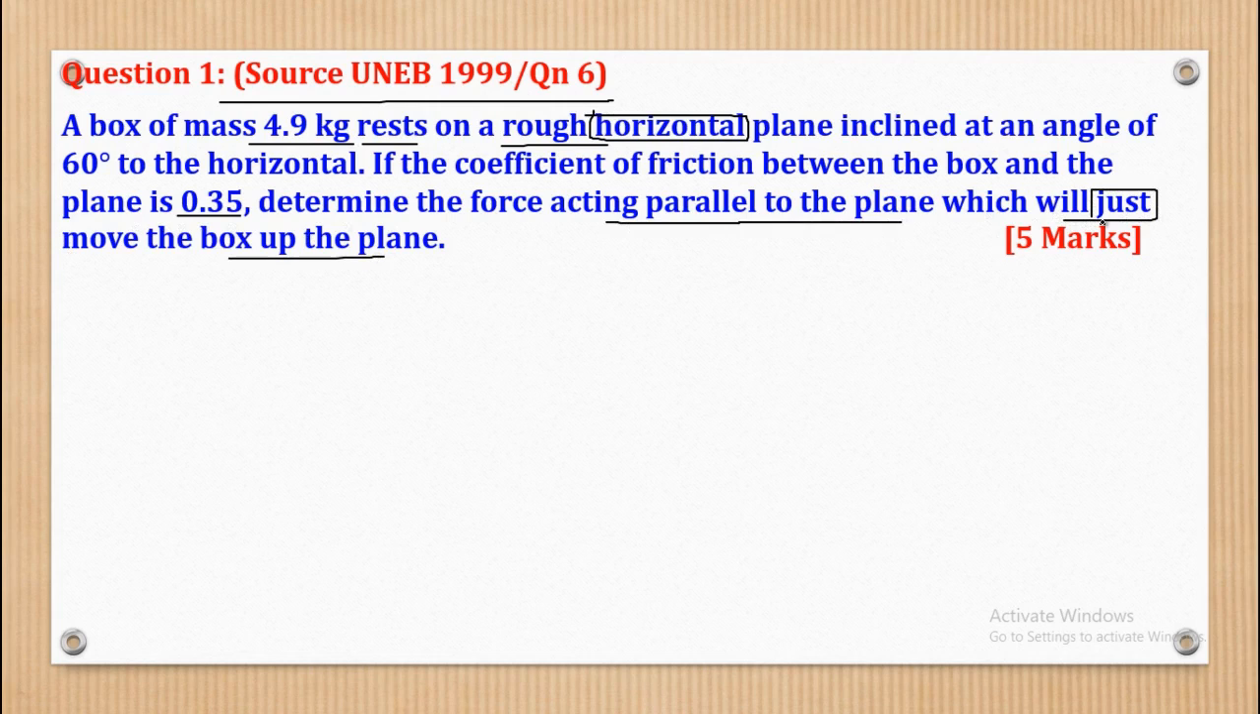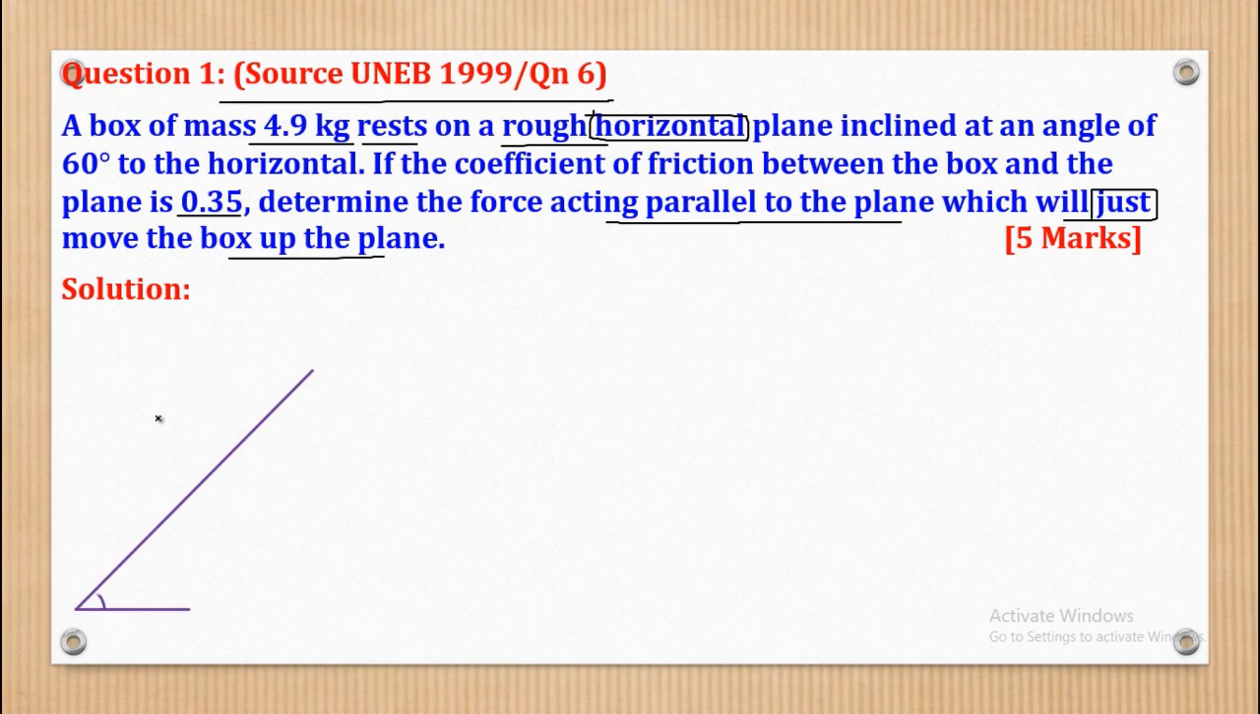Now the words "just move the box up the plane" mean that the box has not yet moved up, but it's at the point of moving up the plane. So always know that when there is the word "just", it means it is about to start.